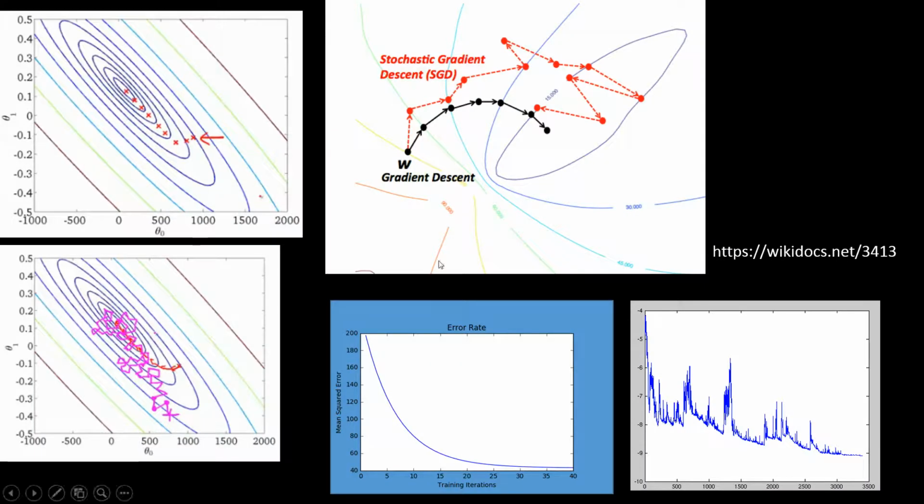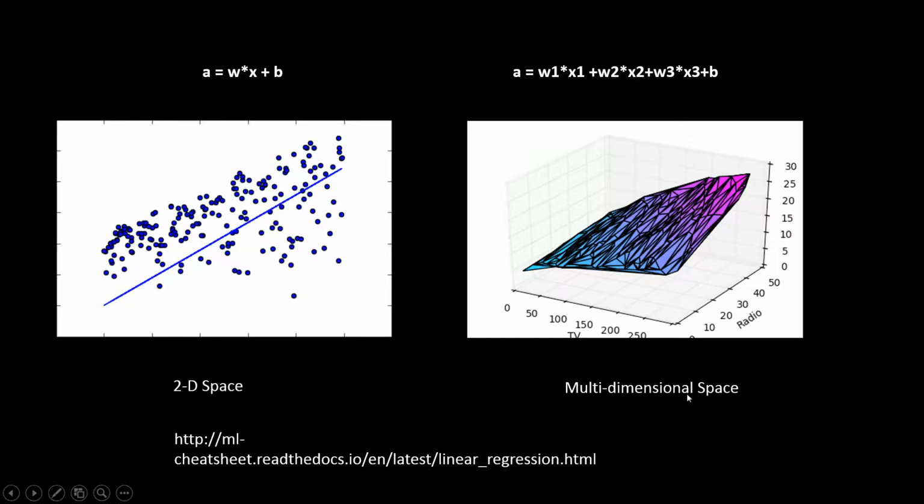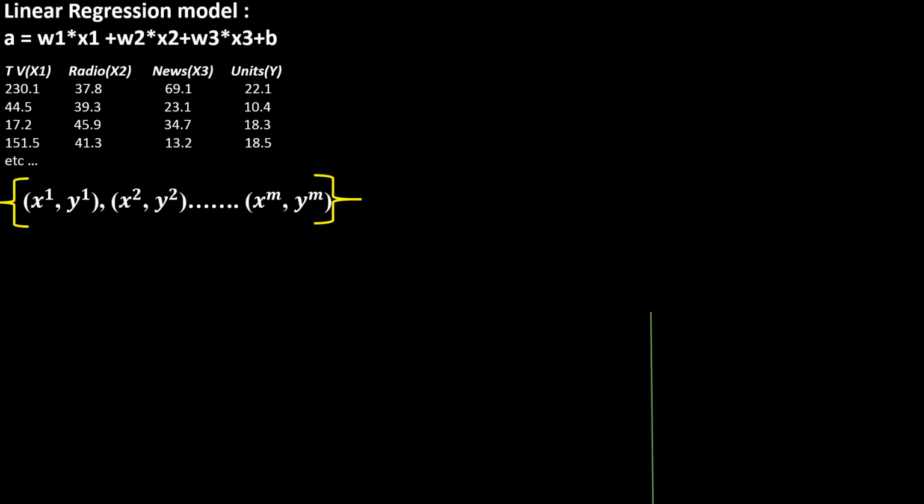This graph shows that in the case of batch gradient descent, where we take all the examples for doing a single update, it's quite smooth. And in the case of stochastic gradient descent, where we take a single example to do the updates, it will be jittering a lot. So this is the 2D space where we learn a line, and in 3D or multi-dimensional space we learn a plane. And that was simple linear regression.